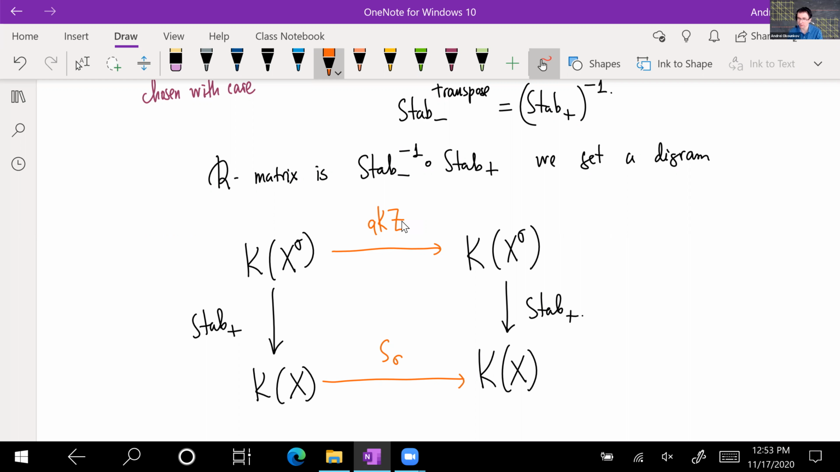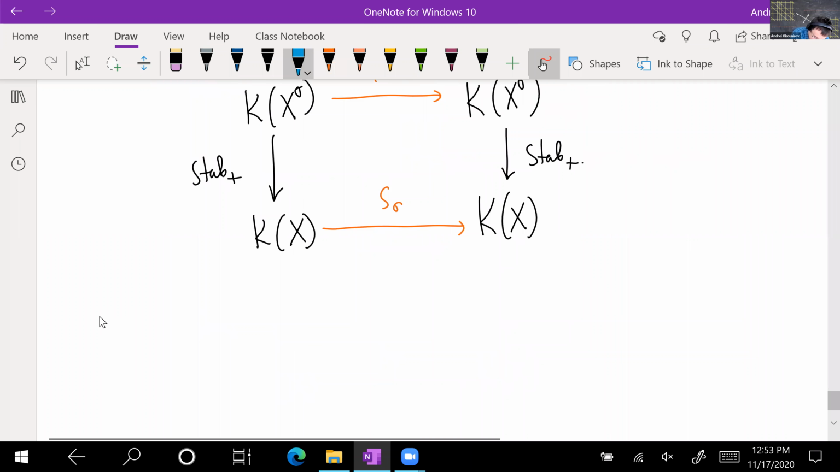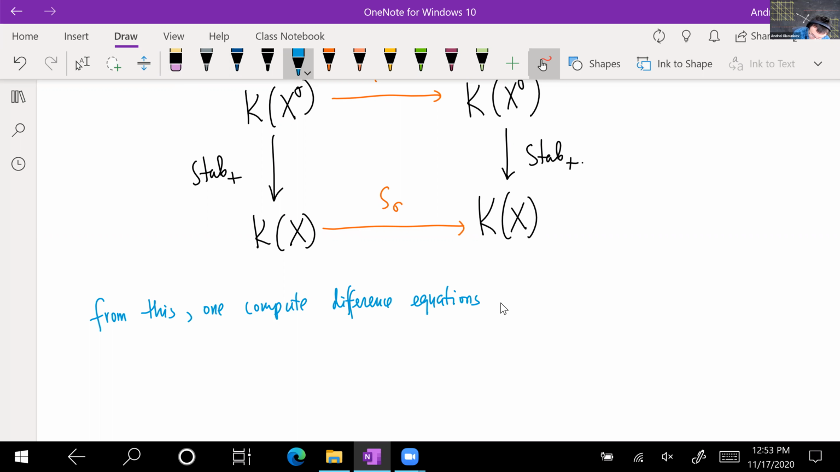All right, any questions about this? So this implies that from this one computes difference equations in the scalar variables. And this will be discussed next time.